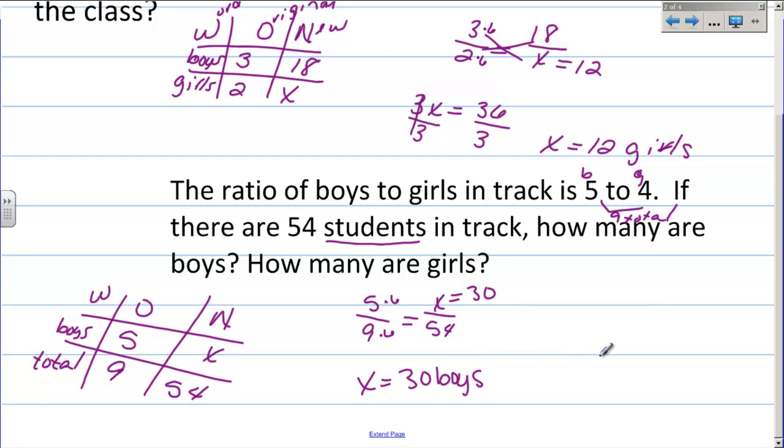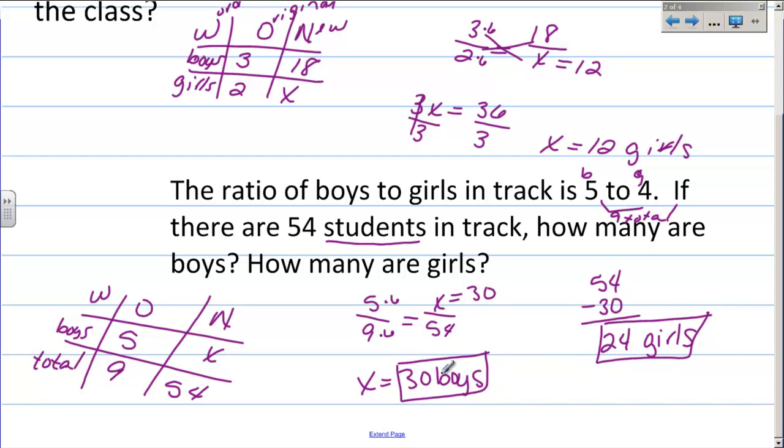Now you have 2 options here to find out how many students are girls. You can go back to this and set up another proportion and solve it. Or, since you know there were 54 students total, the number of girls is just the total minus the boys. So there are 24 girls. So there's your number of girls and there's your number of boys. And if you add those up, you get the total that they started with.